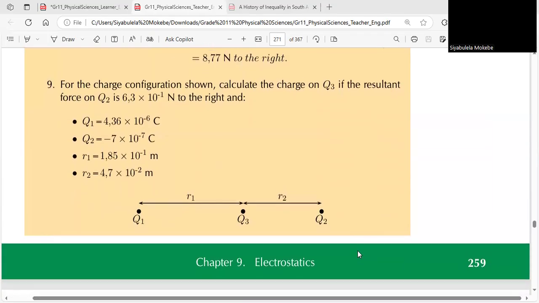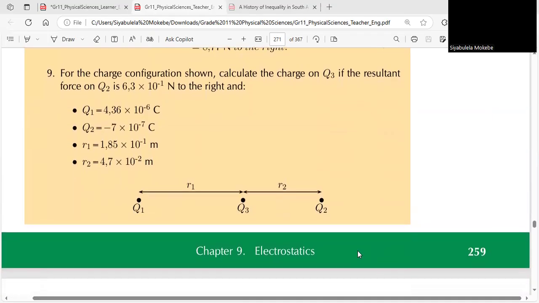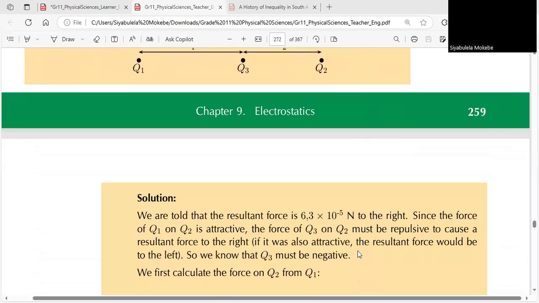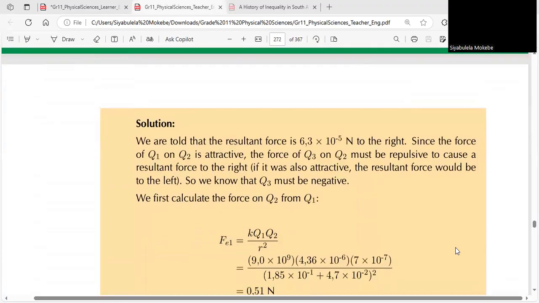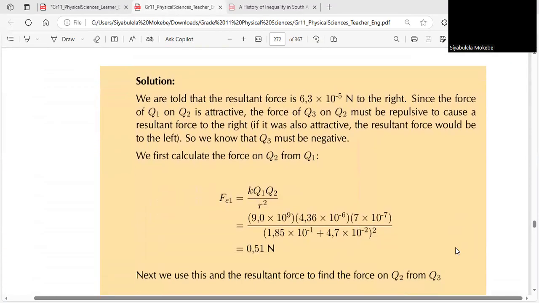Then for number 9, we are told that the resultant force is 6.3 times 10 to the negative 5 newtons to the right. Since the force of Q1 on Q2 is attractive, the force of Q3 on Q2 must be repulsive to cause a resultant force to the right. If it was also attractive, the resultant force would be to the left. So we know that Q3 must be negative.